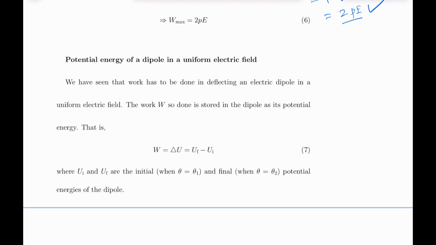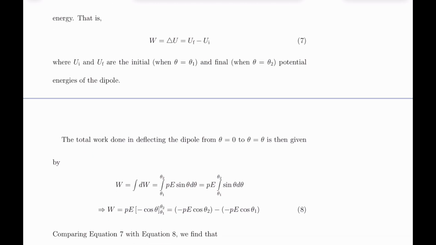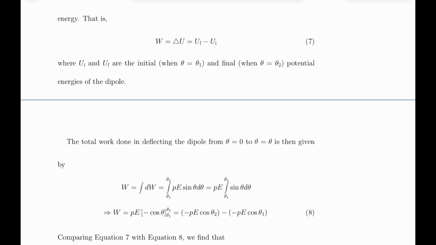UF is the potential energy when the deflection from the electric field is theta 2, and UI is the initial potential energy when the deflection from the field is theta 1. So we have W is equal to integral of dW, PE sine theta d theta. The limits vary from theta 1 to theta 2. So this is PE into integral of sine theta d theta, and the limits vary from theta 1 to theta 2, and this can be written as minus PE cos theta 2 minus (minus PE cos theta 1).